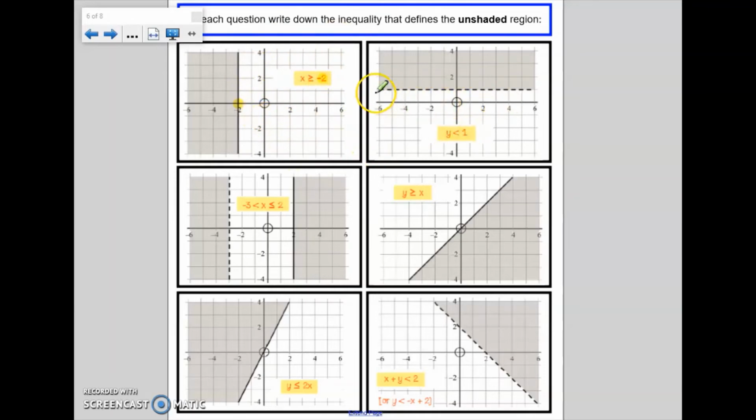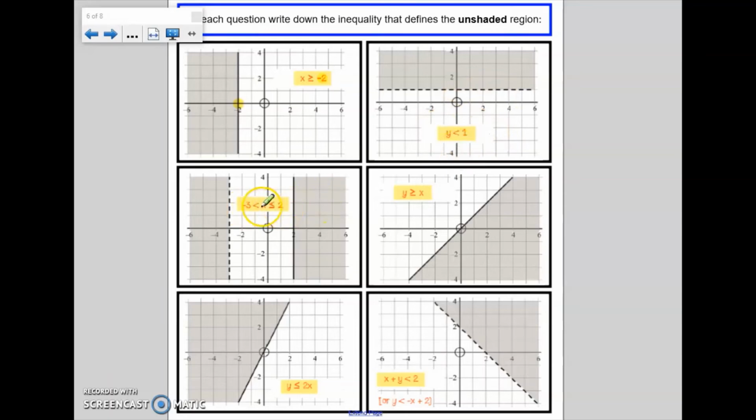For the second question, we've got a dotted line because our inequality sign is different. It does not have the line underneath. We want all the values when y is less than 1. So this is the area we're interested in. We shade out this area. This is our required region, y being less than 1.